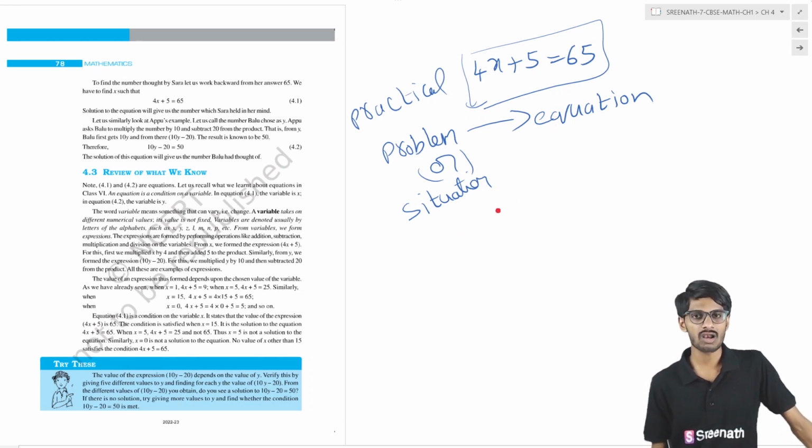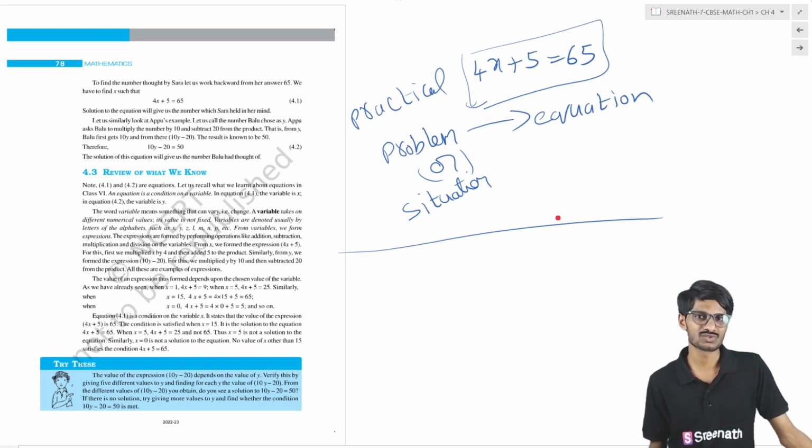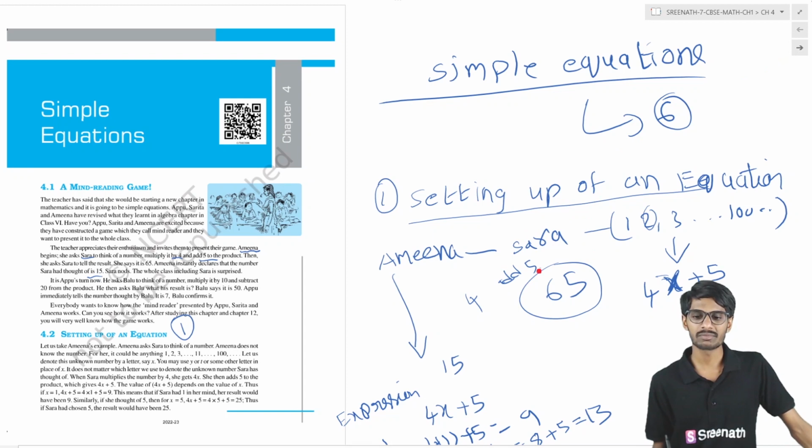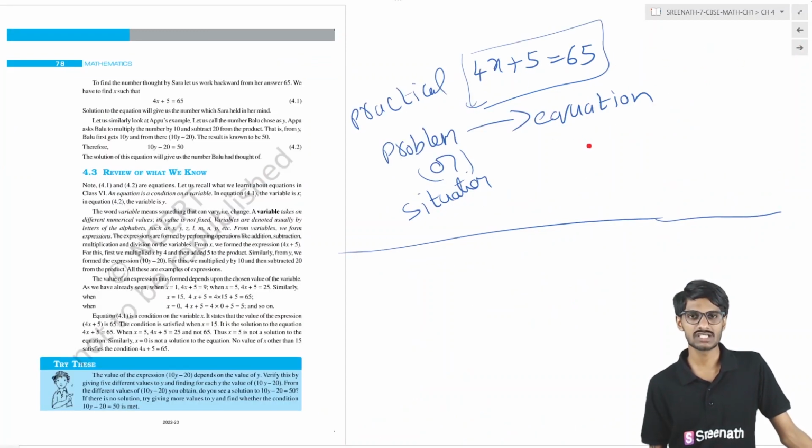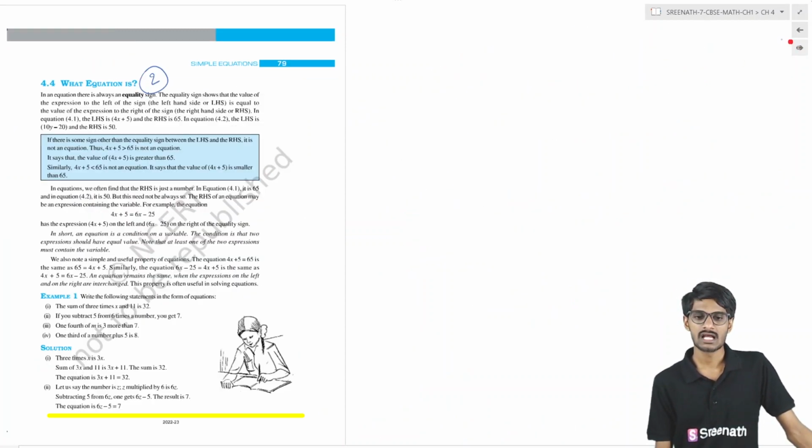So this is all about the first topic, students. The first topic is completed: how to set up an equation. From the data, from the practical situations and problems we encounter, we can write them in the form of an equation. So that's about it. And what is the second topic?